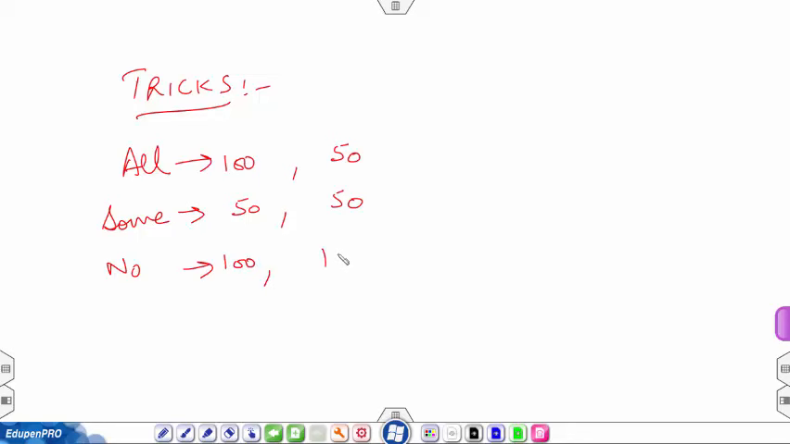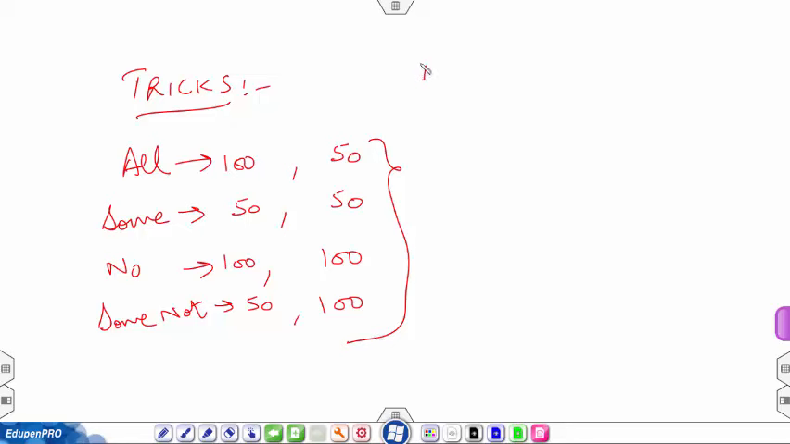No, I'm not saying take a minute to attempt one question. No, some not. So primarily in the entire plethora of questions you will have these 4 kinds of statements with you. Whenever a statement starts with all, 100 50; some, 50 50; no, 100 100; and some not, 50 100.